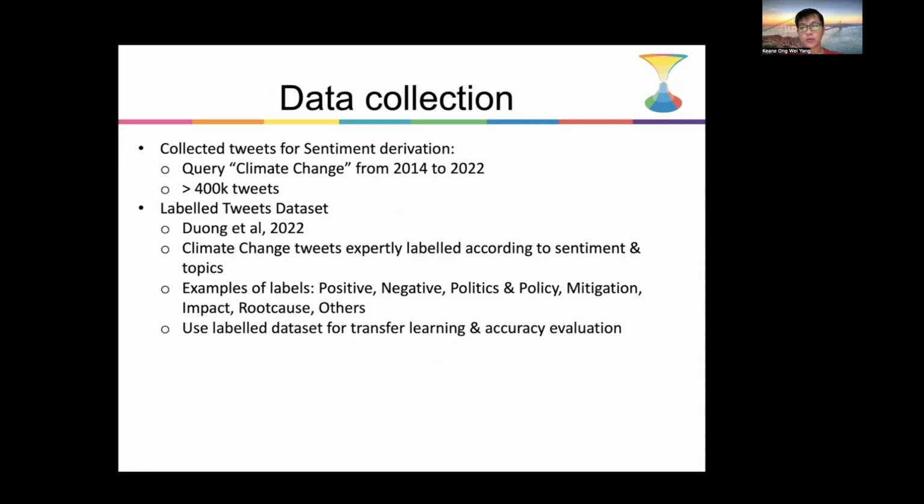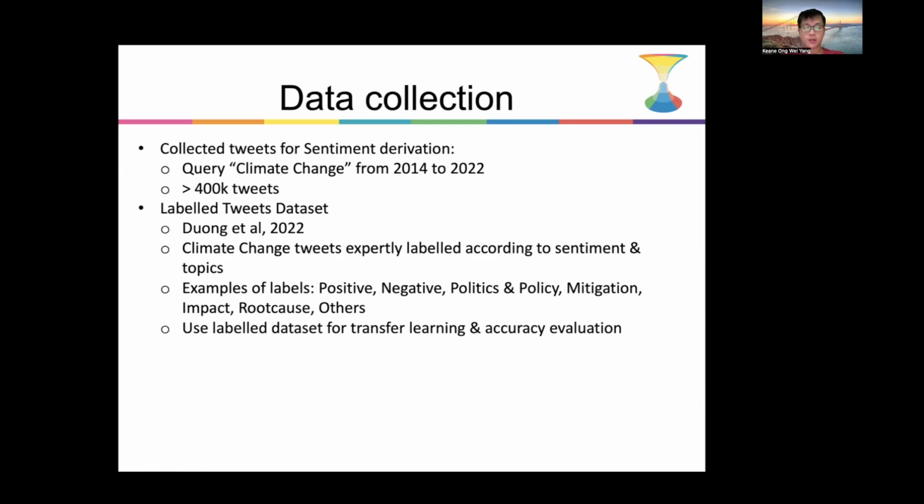Now we want to also collect some of the data that we can use to build automated stock price textual features. First thing we do is we use the Twitter API when it was still available. We queried the keywords climate change from about 2014 to 2022. And we obtained a total of about 400,000 tweets.